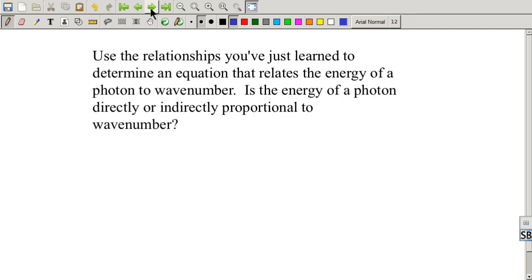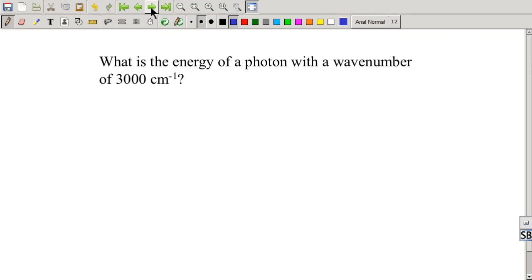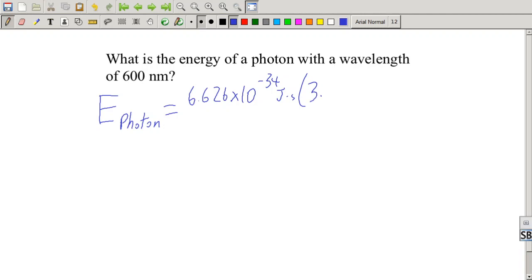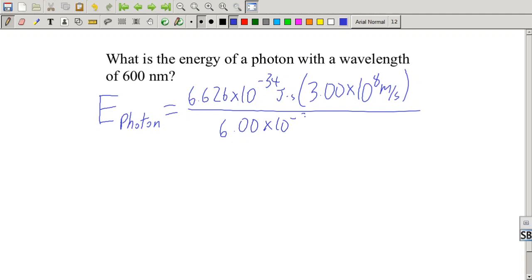And so we can also determine or calculate energy of wave number. I'm going to leave that. I'm going to leave this one as well. But here we go. 600 nanometers is in the red range. What is the energy of a photon with a wavelength of 600 nanometers of light? So what we do is we say the energy of a single photon is equal to 6.626 times 10 to the negative 34th joules times seconds times 3 times 10 to the 8th meters per second divided by our wavelength in meters. And so 600 nanometers is going to be 6 times 10 to the negative 7th meters.